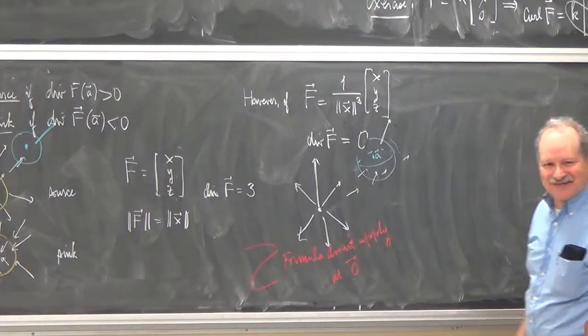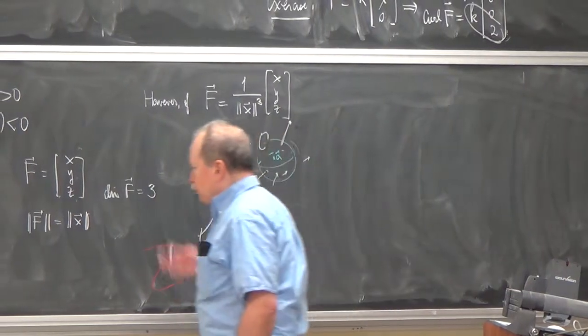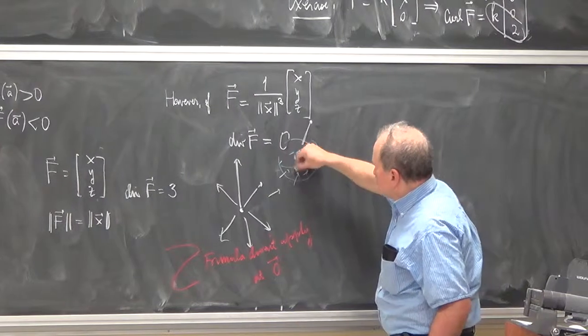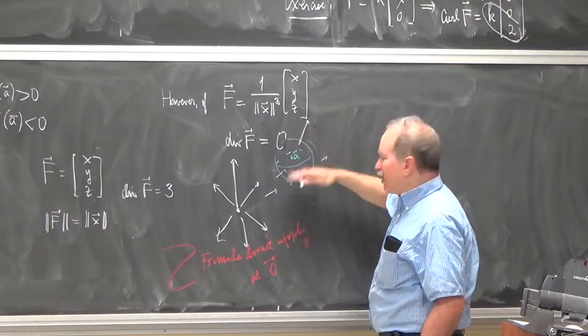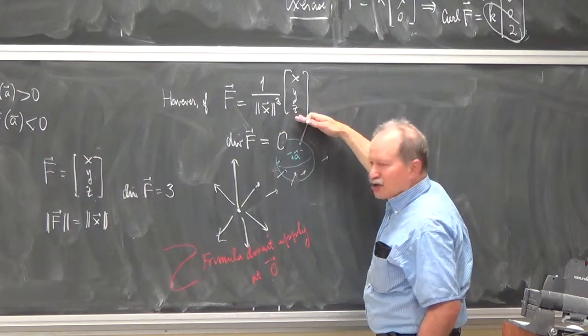But the proof is in doing the divergence calculation. Well, that's a rigorous proof. But you can actually make some argument by looking at little pieces of surface and measuring, compensating the surface area with the strength of the field.